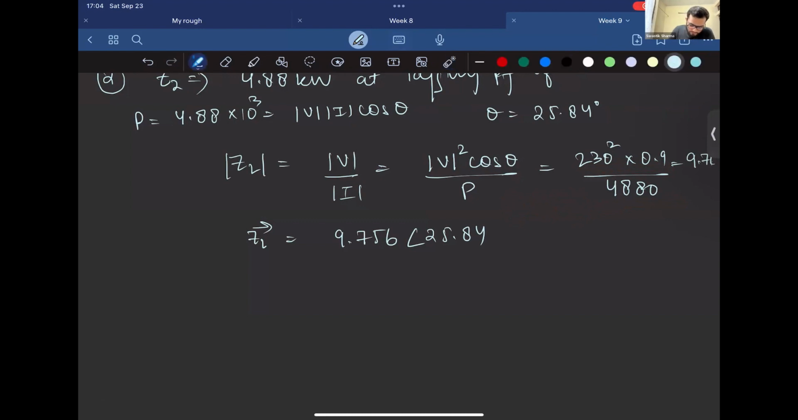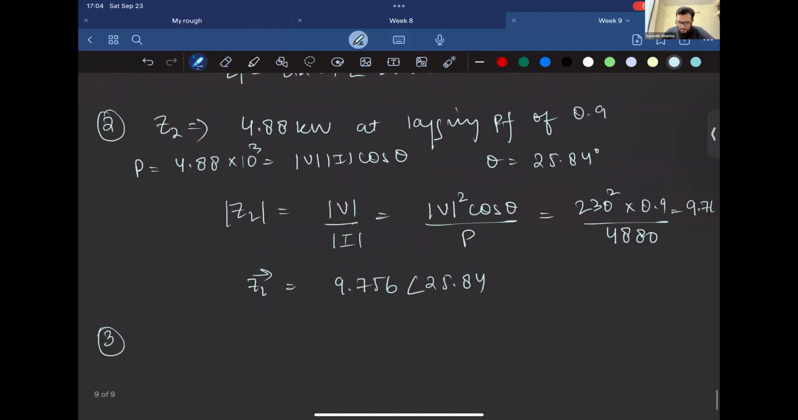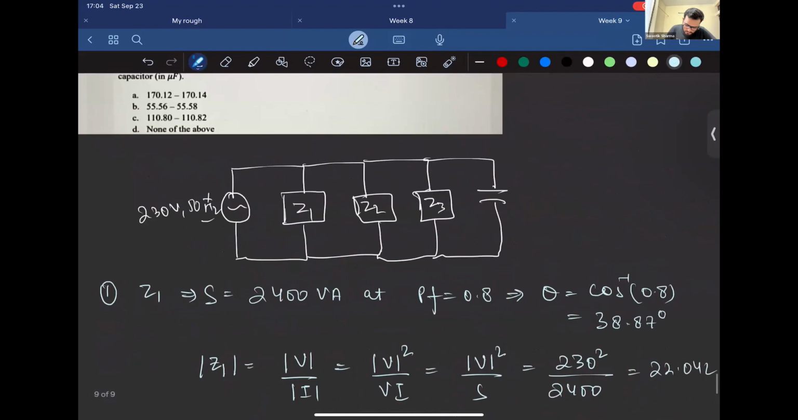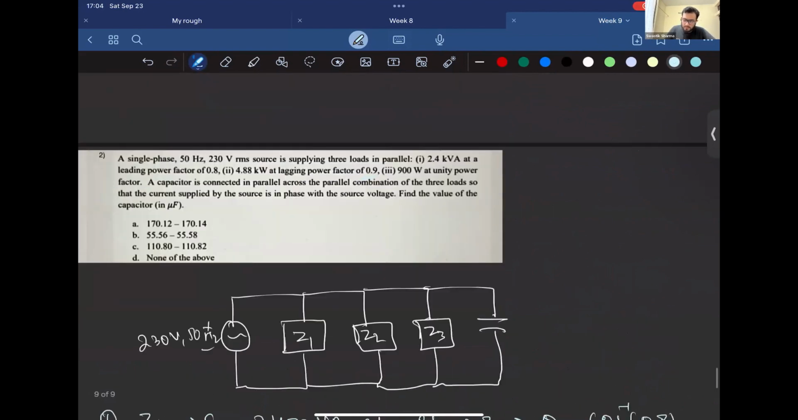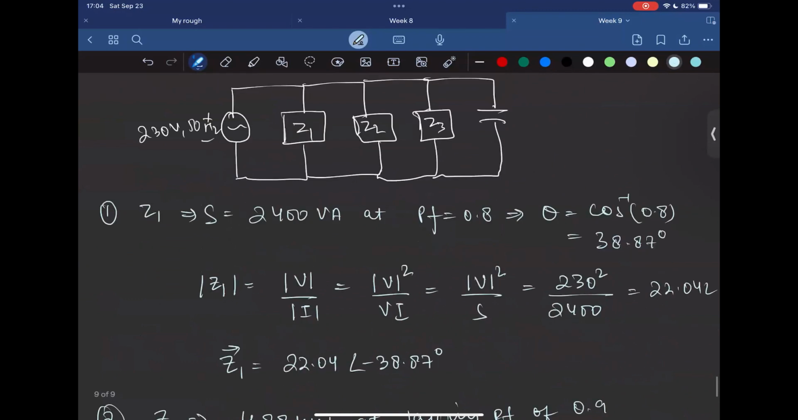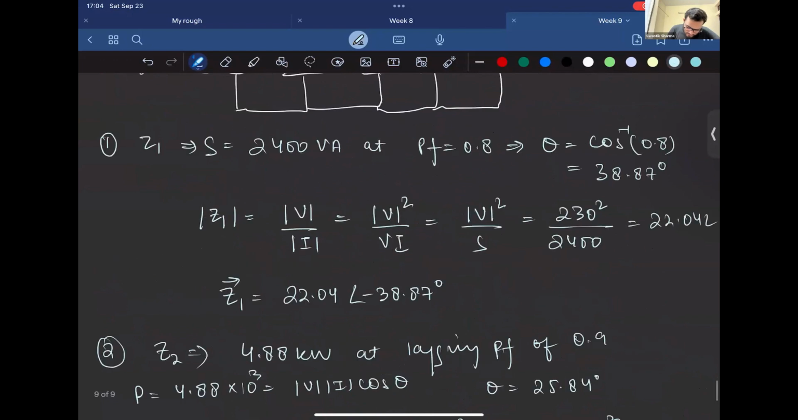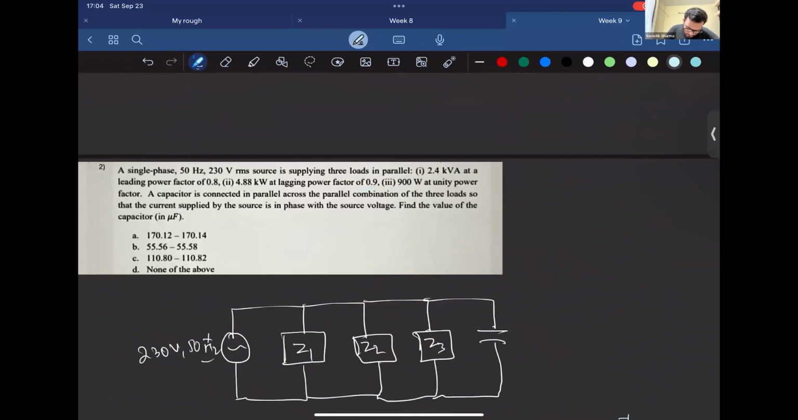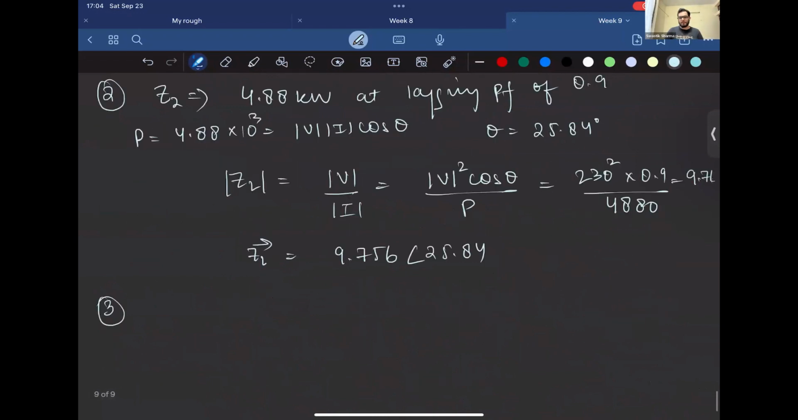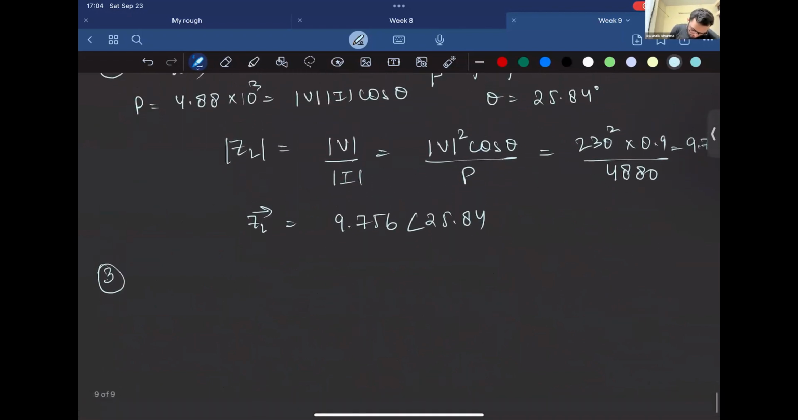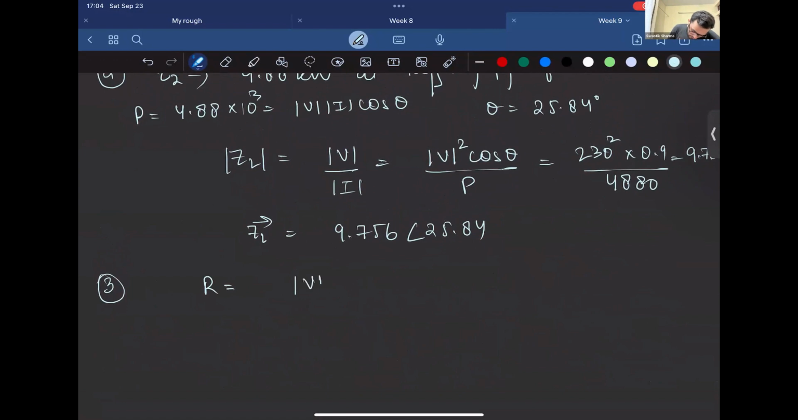So we'll move on. Let me know if you're still having difficulty finding the answer. Can you solve it using V square cos theta upon P? Cos theta is 0.9, so don't take it as 0.8. Yes, sir, now I got 9.756147. Great. Third, we are given 900 watt of power at unity power factor. That means it's a resistor, since it's flowing at unity power factor, so it would be nothing but V square upon P. Can you tell me the answer quickly?